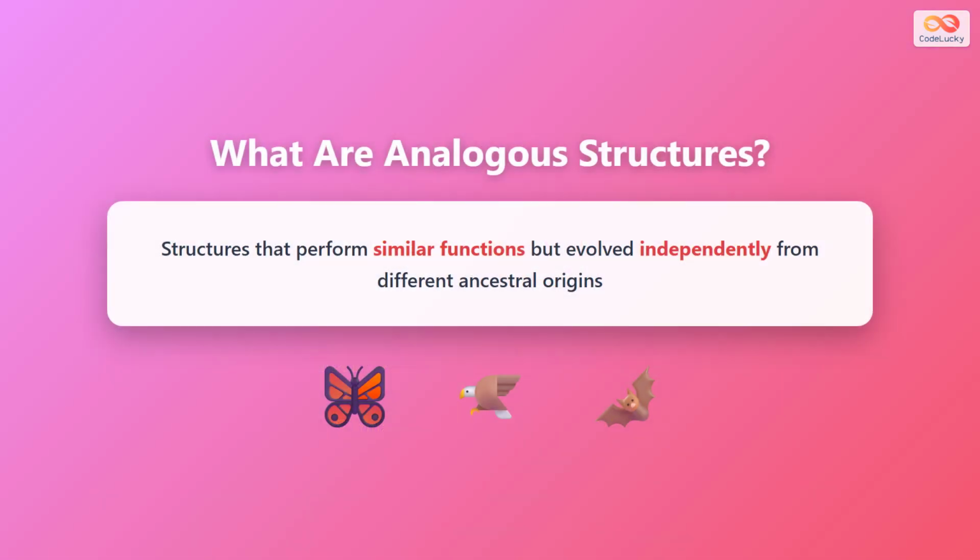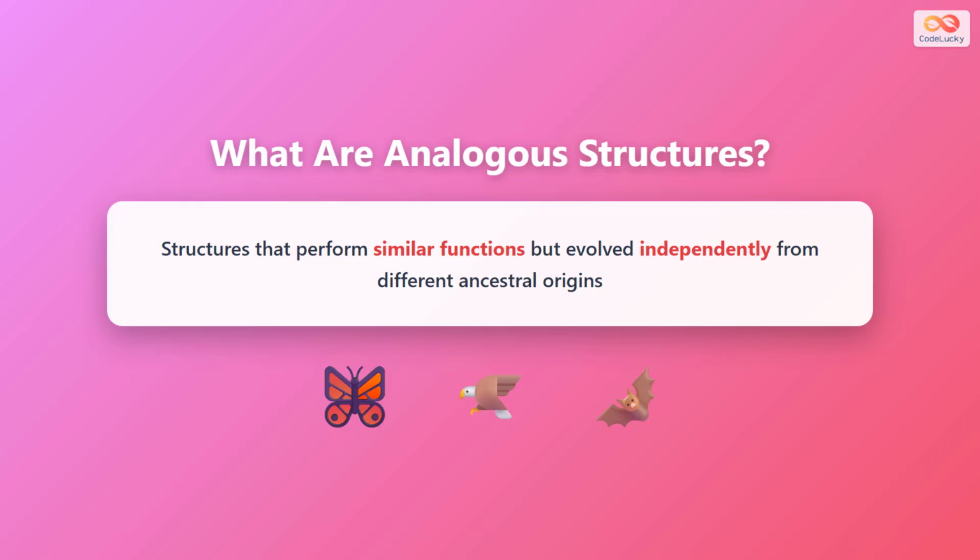So what exactly are analogous structures? Simply put, they are body parts or features in different organisms that perform similar functions, but evolved independently from completely different ancestral origins. The key word here is independently. These structures look similar and do similar jobs, but they didn't come from a common ancestor. Instead, they arose separately through the evolutionary process.